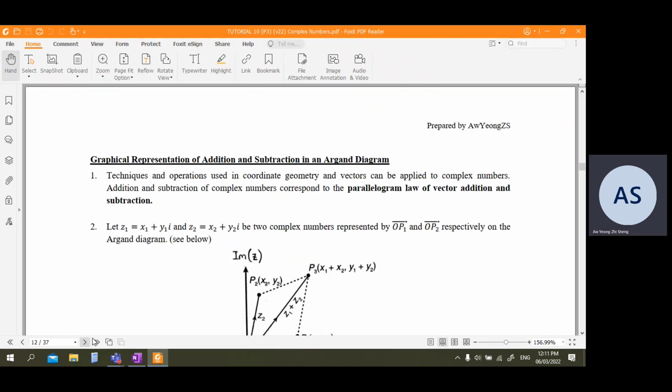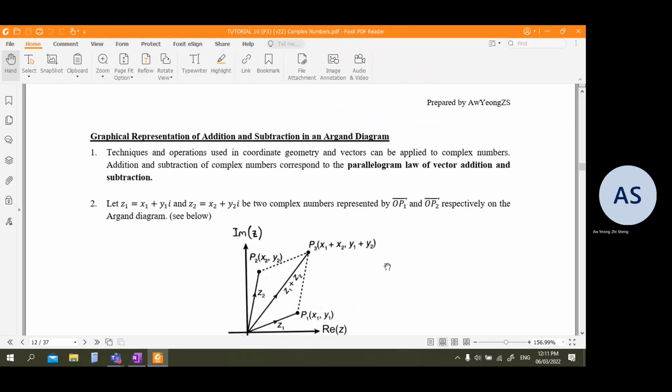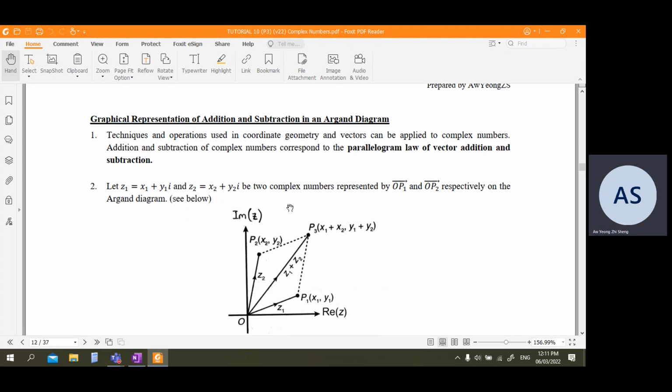Now let's move to page number 12. A graphical representation of addition and subtraction in an Argand diagram. Because we have already learned how to represent complex numbers using vectors, the addition and subtraction of vectors can be visualized on an Argand diagram using our knowledge of vectors.